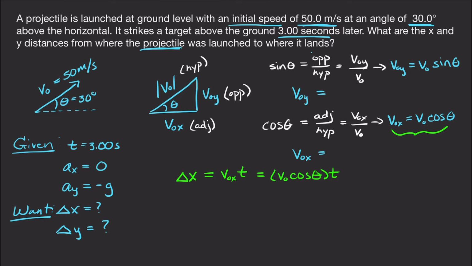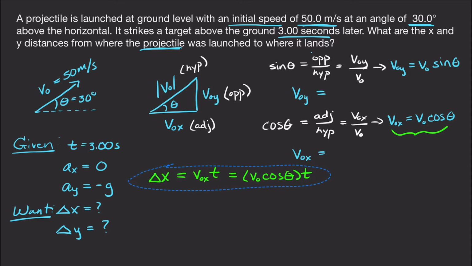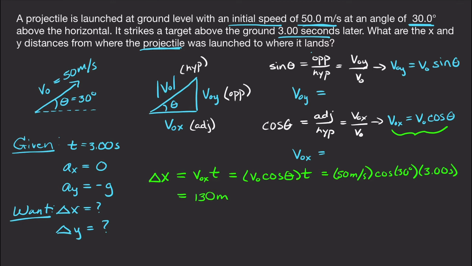Okay, so you could go ahead and find your value and plug it in in multiple steps. I like to do things all at once. So 50 meters per second times cosine of 30 degrees. This will give me my V0x, and then I multiply by 3 seconds, and I get delta x equals 130 meters. Okay.